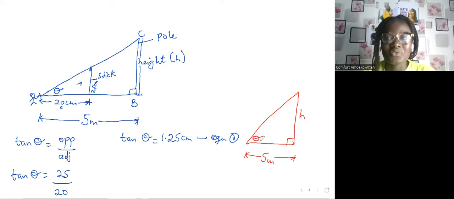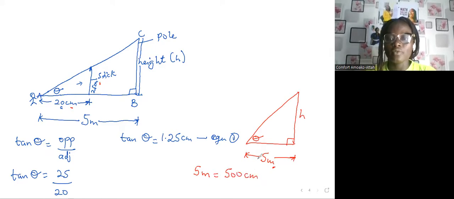Now ask yourself, can you work with different units? No. Obviously, you have to change one to the other. This is meters, and this is centimeters. So we have to convert the meters to centimeters, and that will give us 5 meters is equal to 500 centimeters. So we have this side now to be 500 centimeters.